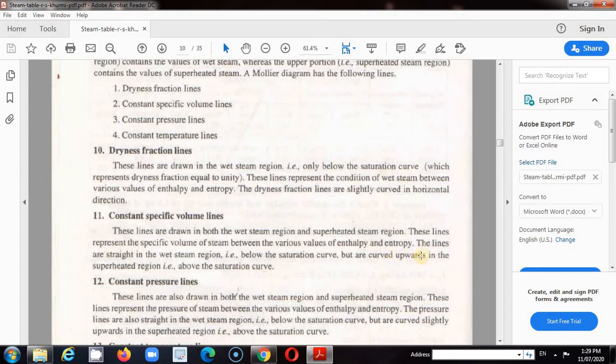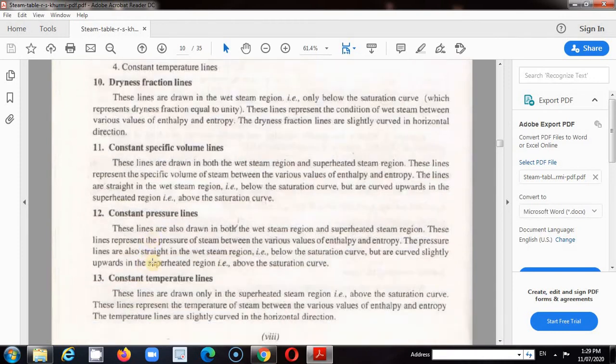This is the most important and interesting thing: these lines are straight in the wet steam region, below the saturation curve, but curved upward in the superheated region, above the saturation curve. So these lines are important when it is necessary to calculate the specific volume. At that time you can refer to the steam table, as well as the Mollier chart, in order to find these values.